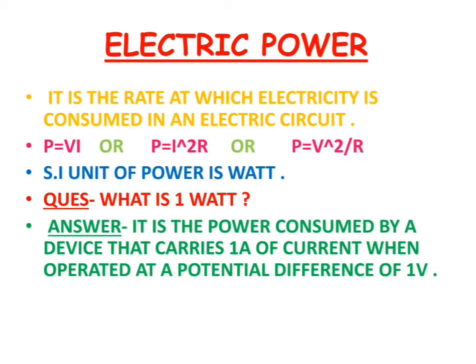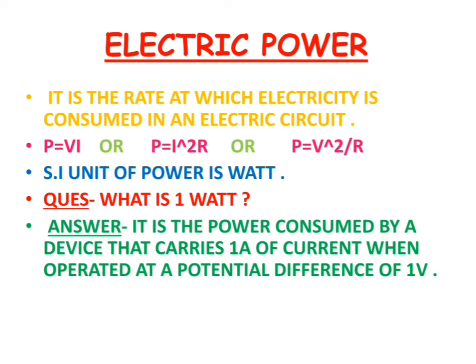Okay, so now another question that comes is: what is 1 watt? It is the power consumed by a device that carries 1 ampere of current when operated at a potential difference of 1 unit. I have explained how to form these types of statements in my previous video. If you haven't watched my previous videos and want to learn how I formed this statement, then please watch my previous videos.